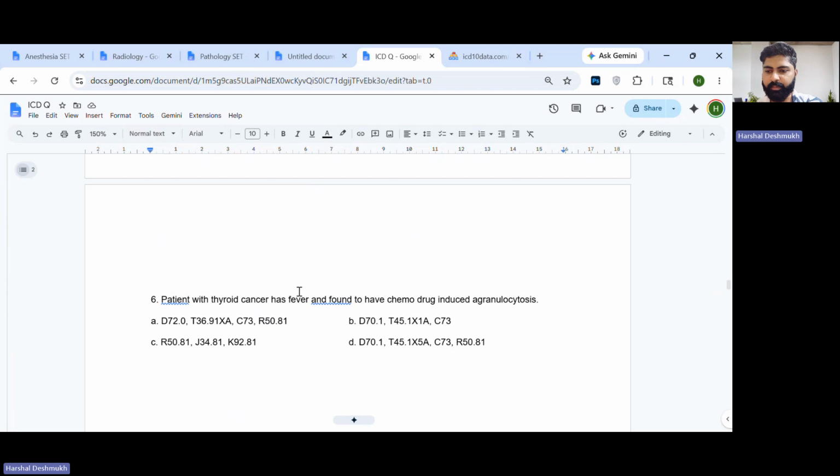A patient with thyroid cancer has fever and is found to have chemo drug induced agranulocytosis. There you go. A bit of a difficult question for you guys.